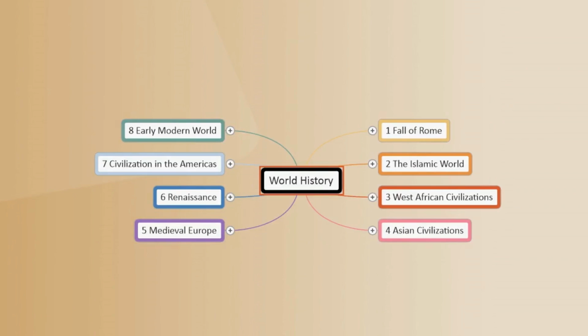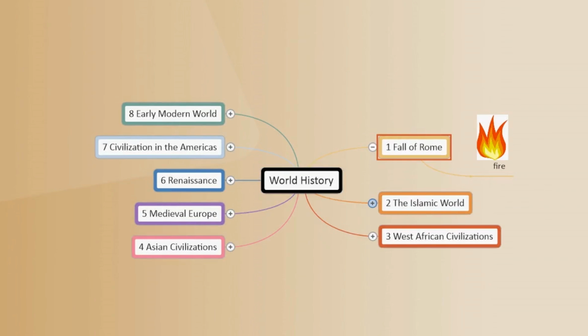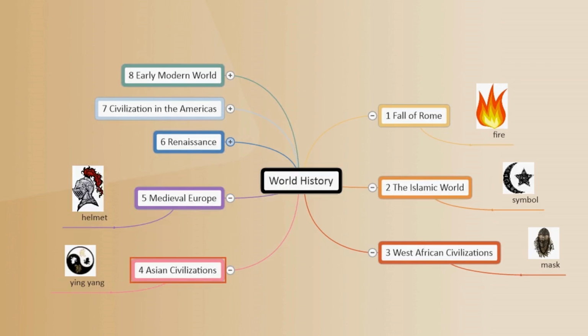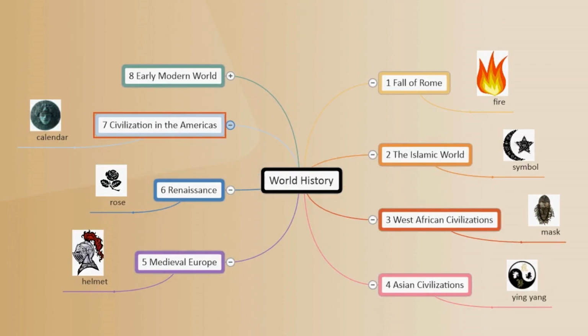Let's take a look at our curriculum map. We have certainly covered a lot of ground in our world history class. We looked at the fall of Rome and several ancient civilizations, leading all the way up through the Renaissance, and finally we are on Unit 8, the modern world.